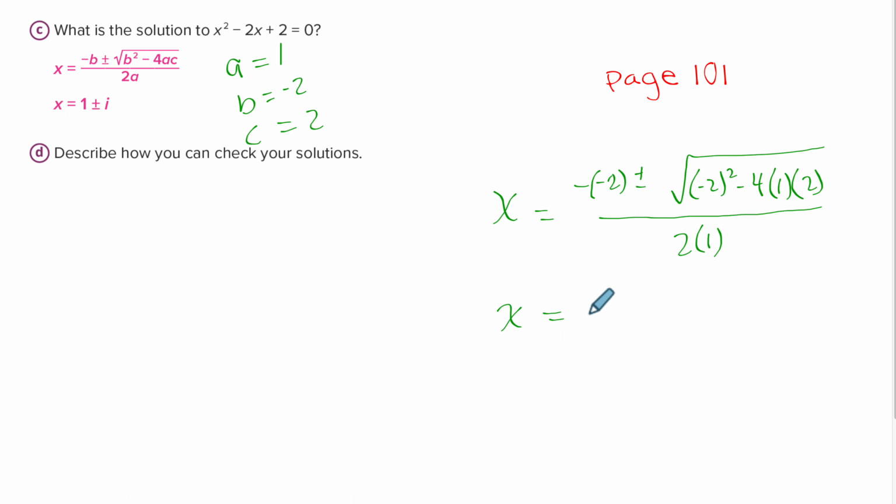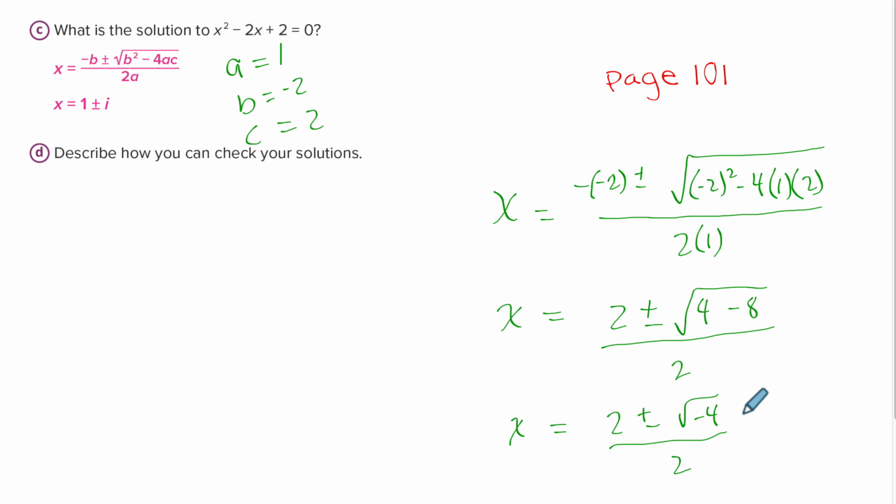So we're going to get x equals 2 plus or minus. And under this discriminant here, under the square root, we're going to get 4 minus 8. So that's going to give us a negative 4. So at this point, we can tell that we're going to have imaginary roots. So x equals 2 plus or minus the square root of negative 4, all over 2.